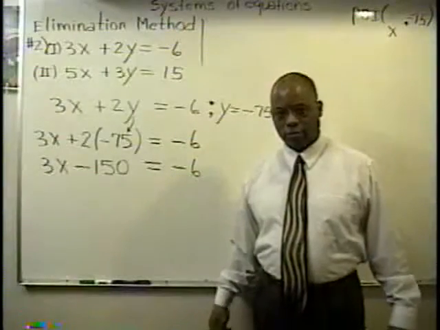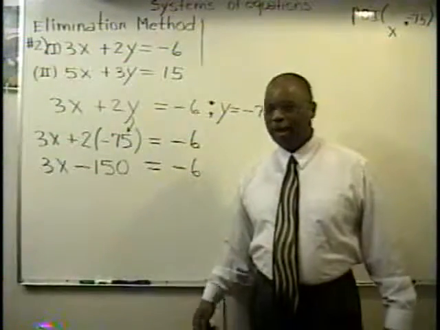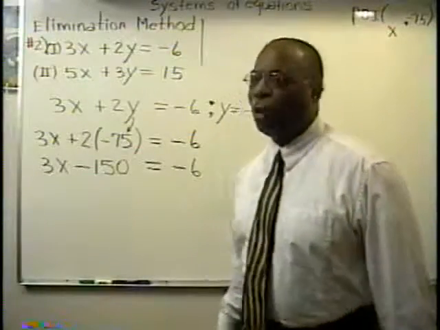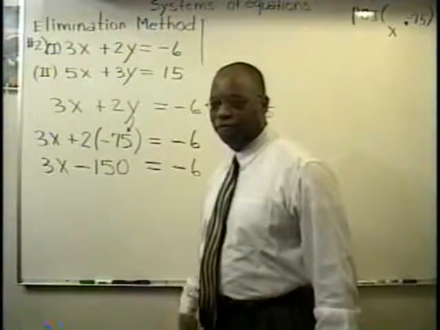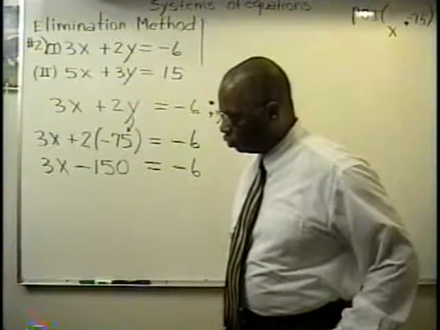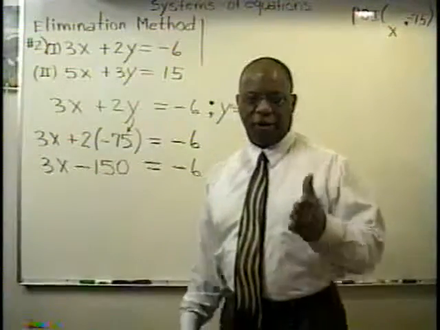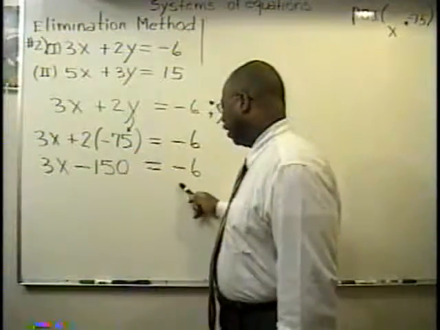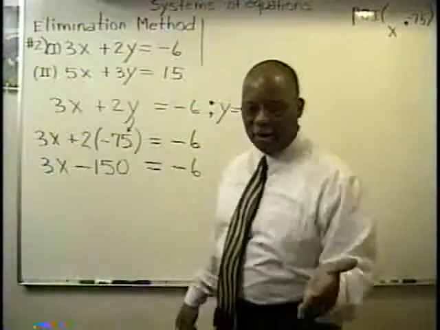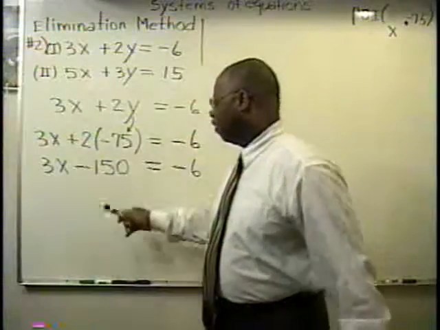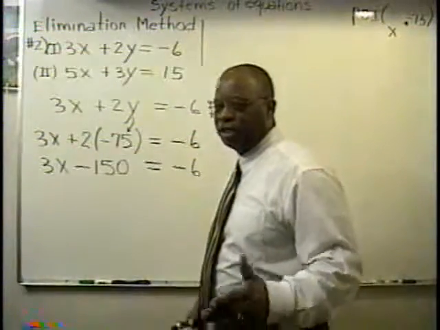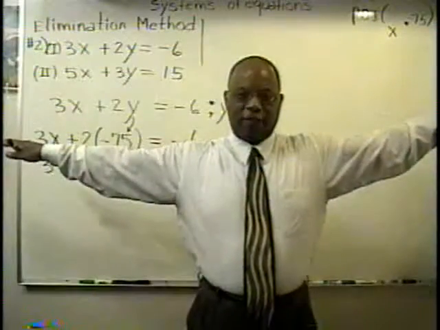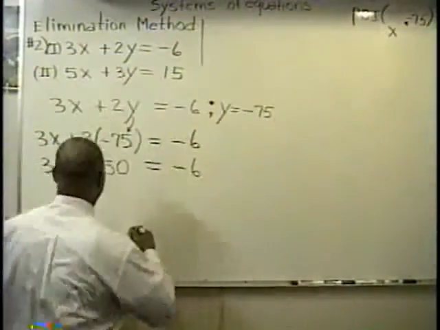Concept. Additive inverse, exactly. I need the additive inverse of 150. What is the additive inverse of 150? Yes, 150. Concept. I add 150 to both sides. Additive property of equality. Whatever I add to one side, I add the same thing to the other to maintain the balance. Very good. So let's go ahead and show that.